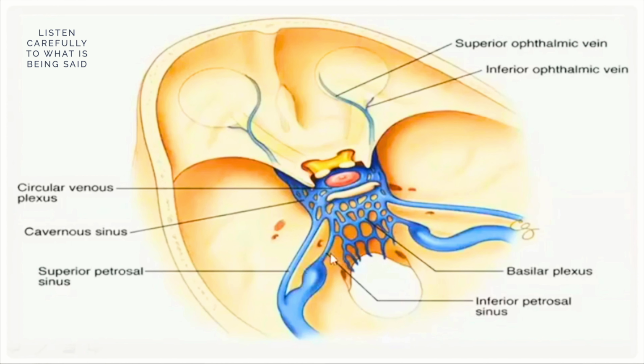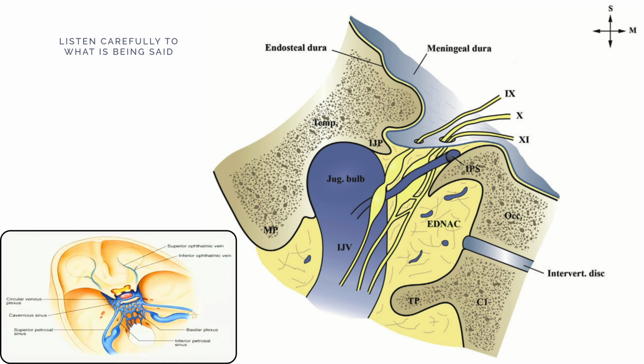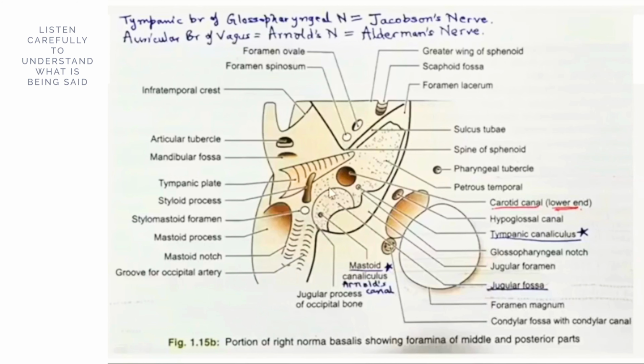And one more thing is this inferior petrosal sinus, it actually separates. There were three nerves in this jugular foramen, 9th, 10th, and 11th. So this 9th nerve is separated from the 10th and 11th nerve because of the inferior petrosal sinus. Remember that. Then there is a canaliculus called the tympanic canaliculus.